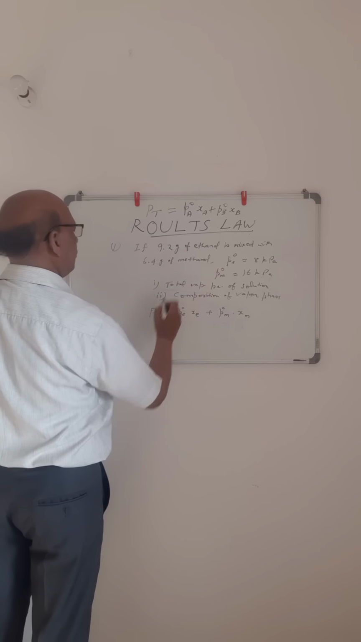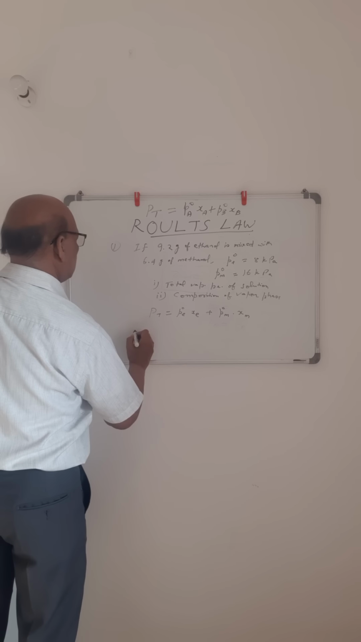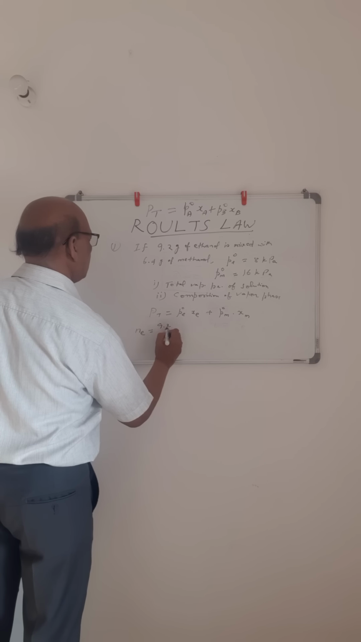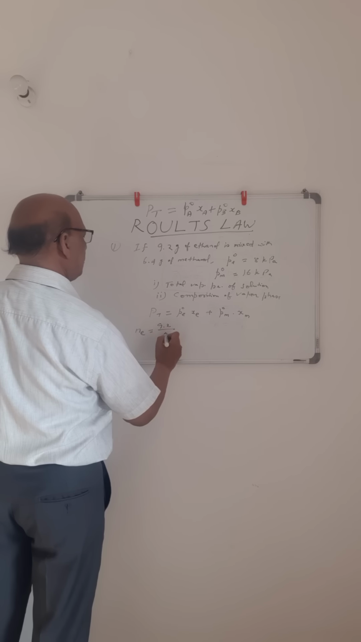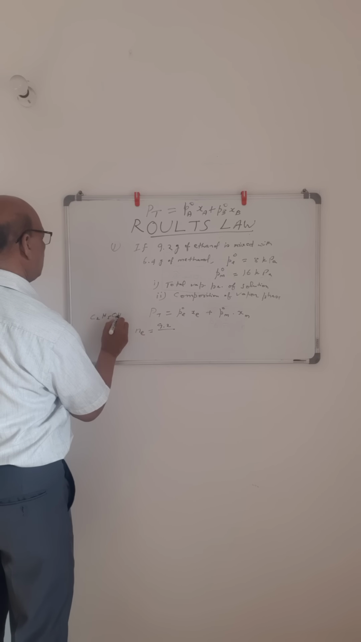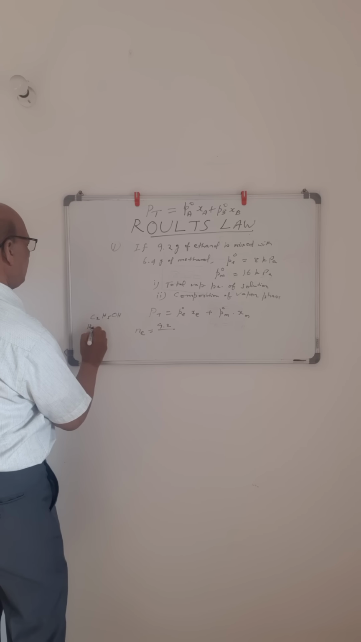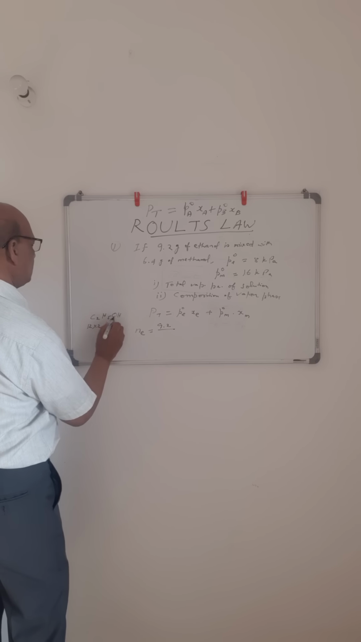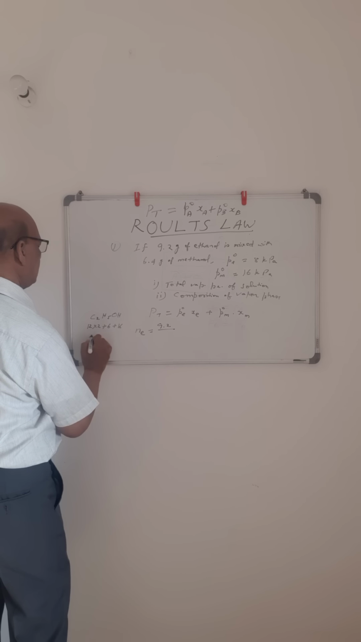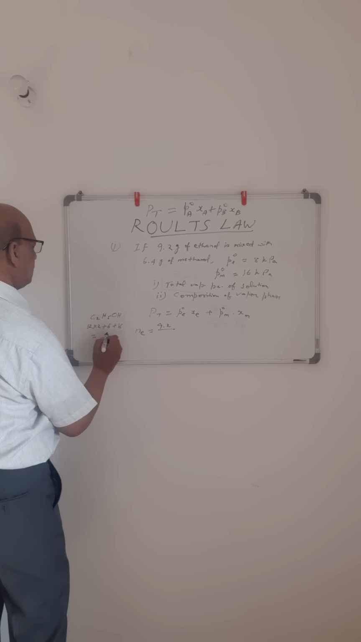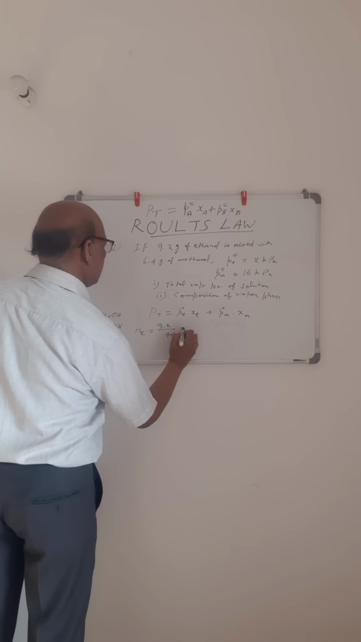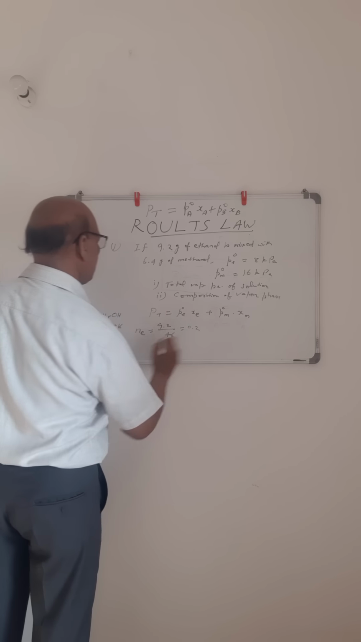First we will find the number of moles of ethanol. Number of moles of ethanol equals mass divided by molar mass of ethanol, which is C2H5OH. So it will be 12 into 2 plus 6 plus oxygen 16. So it will be 46. So divided by 46, it will come 0.2.